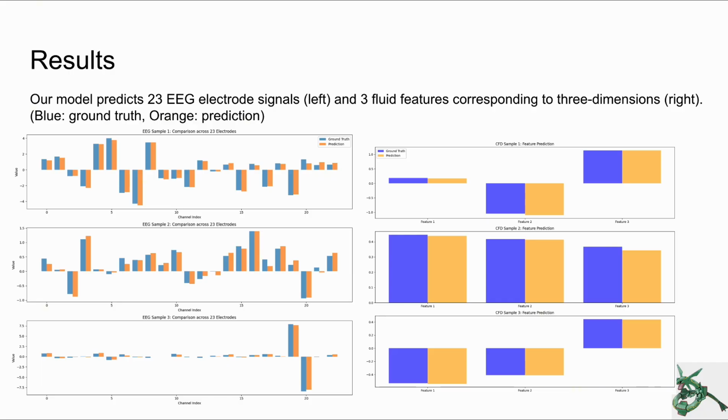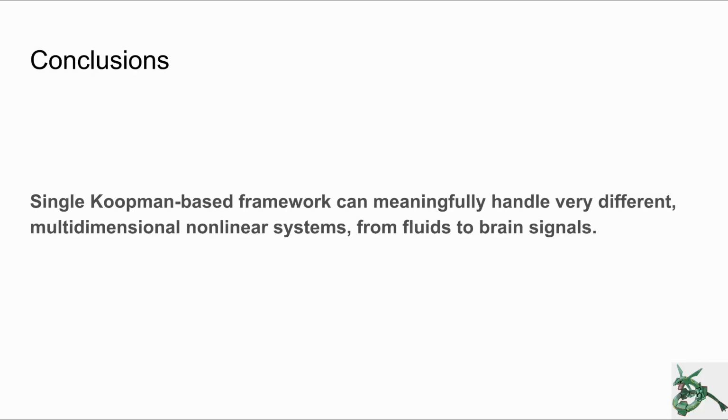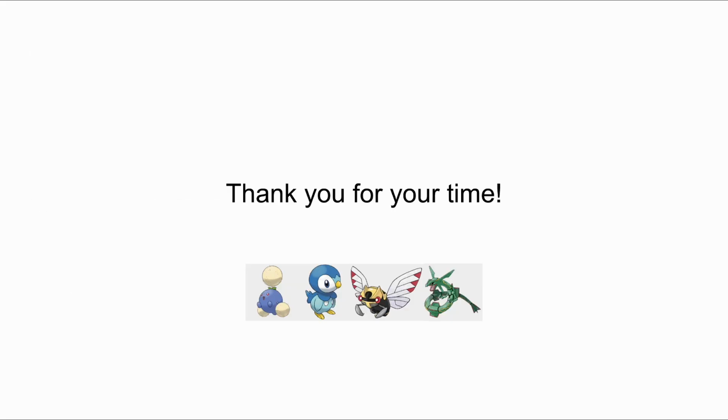Next, this is the prediction part. The strength of our model is that you can easily change the input head depending on the task. Plus, thanks to the pre-trained BERT as a universal shared encoder, our model achieved more robust performance compared to the vanilla Deep Koopman. In conclusion, our work shows that a single Koopman-based framework can meaningfully handle very different multi-dimensional nonlinear systems, from fluid to brain signals.